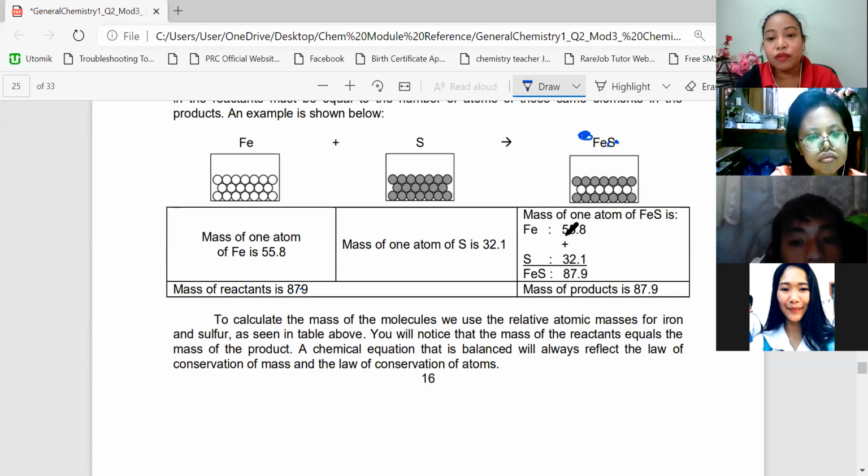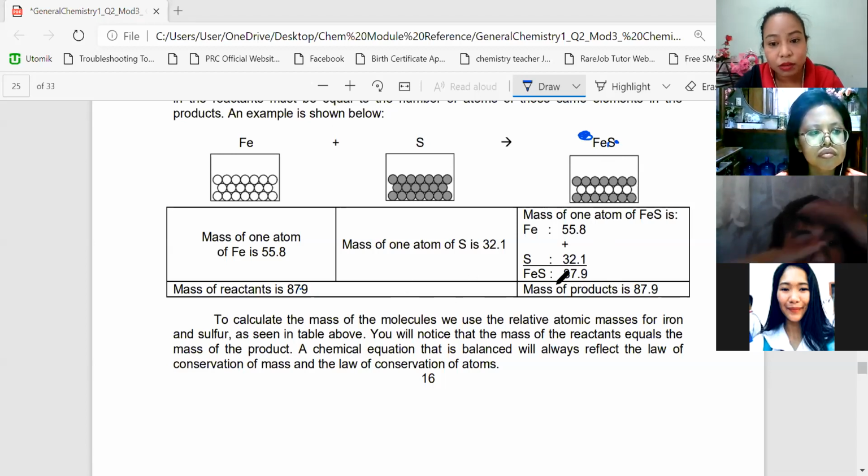So, 55.8 plus 32.1 is 87.7. That is the total mass of one molecule of iron sulfide. So if you look into the mass of the reactants, the total mass of the reactant and the total mass of the product, they are equal.